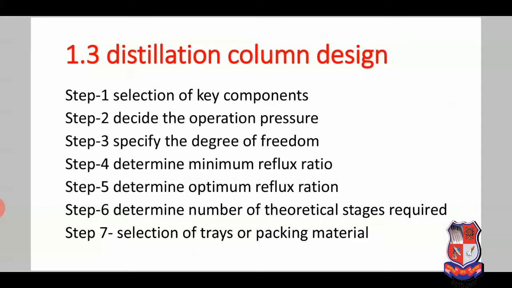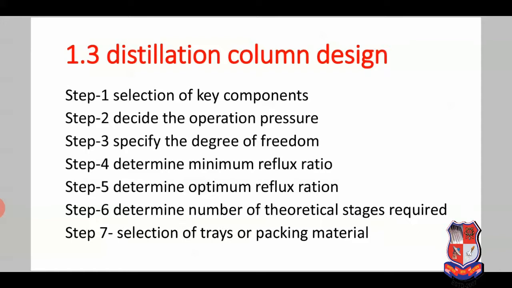Next step is to decide the operating pressure. We will discuss this step in a further video. Next is step 3, specify the degrees of freedom. These steps are involved when there is a multi-component mixture. These steps will come when we have more than 2 or 3 components in the mixture. Next step is to determine the minimum reflux ratio. As we know, minimum reflux ratio is the ratio at which you need an infinite number of trays in your tray tower.